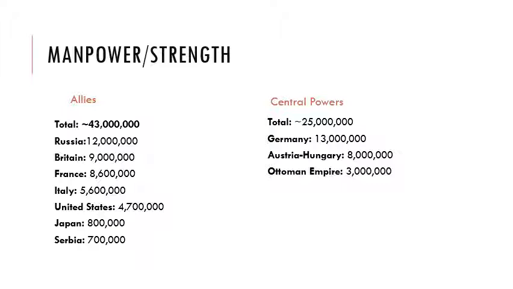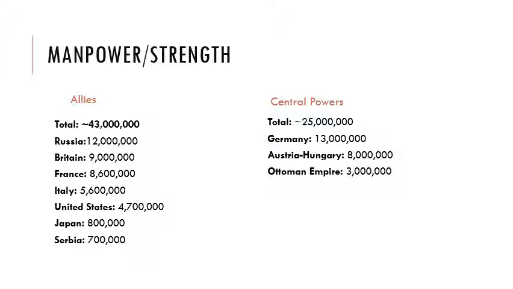But you have about 43 million troops at full strength fighting for the Allies versus only 25 million for the Central Powers. And of that 25 million, a lot of them came from Germany. Half of them almost came from Germany. Actually, more than half. Whereas in the Allies, you've got a more equitable mix.